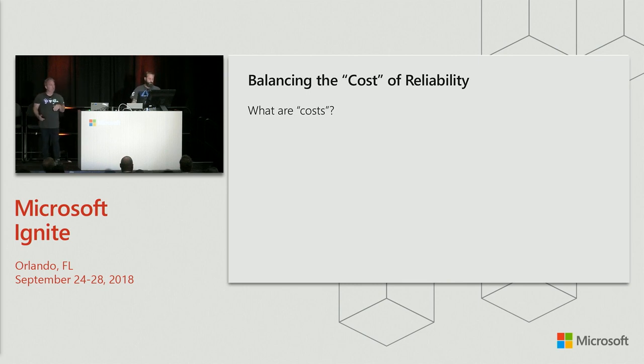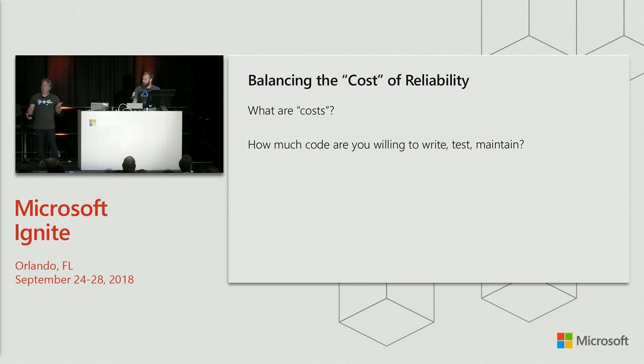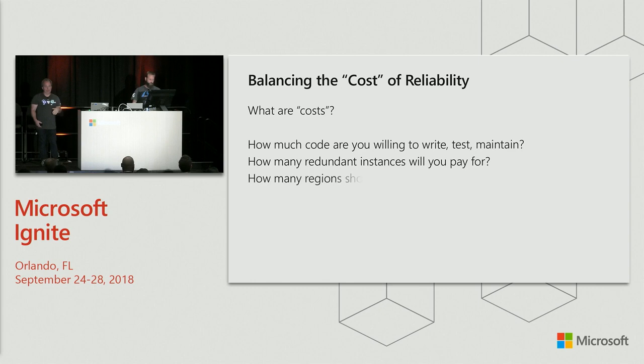That's what I refer to as costs. How much code are you willing to write? Hopefully we test it, and we actually maintain it, or somebody does. And how many redundant instances do you want to pay for? There are redundancies you definitely want to have, but how many regions? Where do you want to distribute to? How do you want to pay for them? These are all important questions, and it always goes back to what it is that you're trying to show.